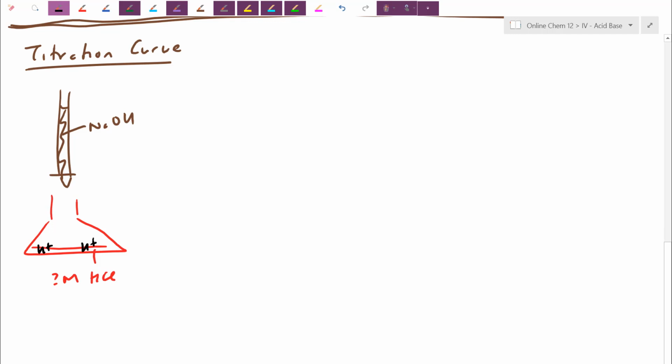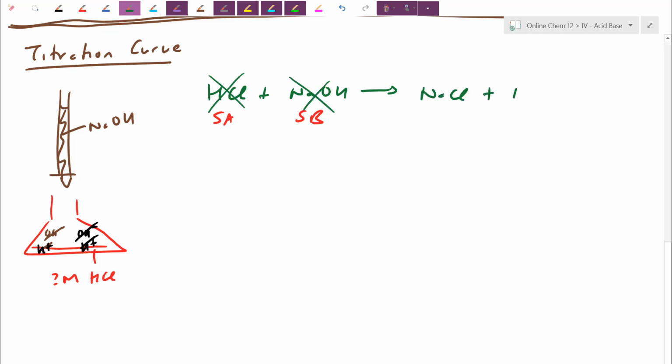What I'm essentially doing is using the base, dropping in the base slowly enough so that I can actually count how many H pluses are present. This is the first titration curve we're going to do: HCl and NaOH, a titration between a strong acid and a strong base. At the equivalence point, I would have just dropped in enough base that the base can no longer find any more H+. That special point when I want to stop, called the equivalence point, is when I've neutralized all the acid and all the base is gone, and now we've gotten to NaCl and water.